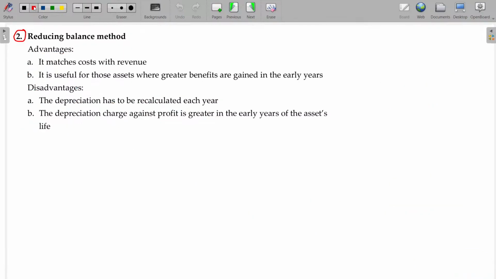Now, in case of reducing balance method, what is the advantage? So the advantage for the reducing balance method, it matches the cost with the revenue. Okay, this is a proper one. Okay, because in case of asset, if you purchase for 1000, right, this is the cost. And what about the incidental cost you have to incur? Repair.